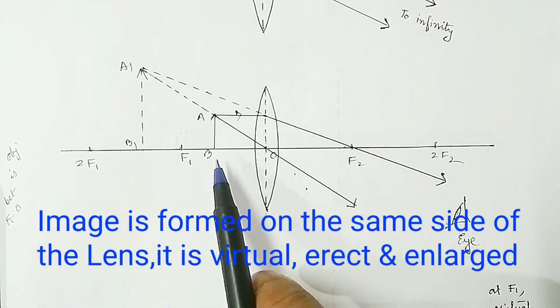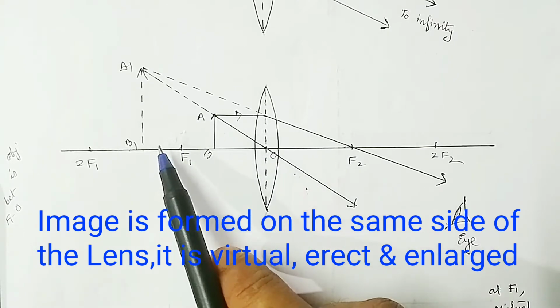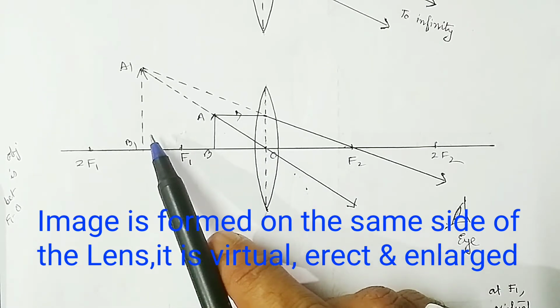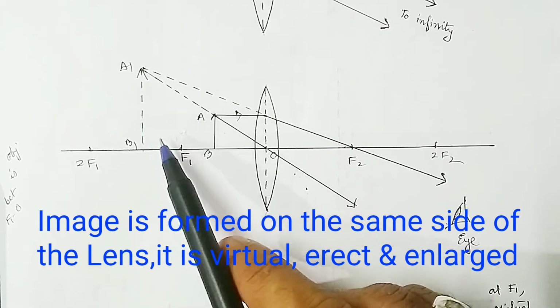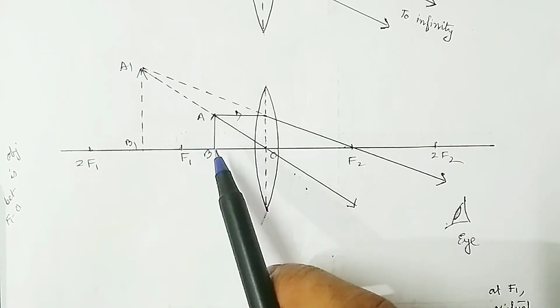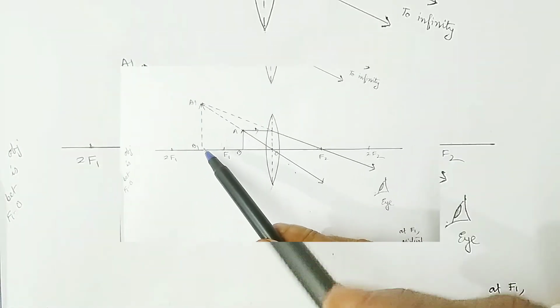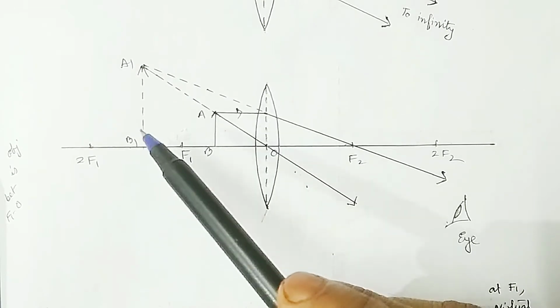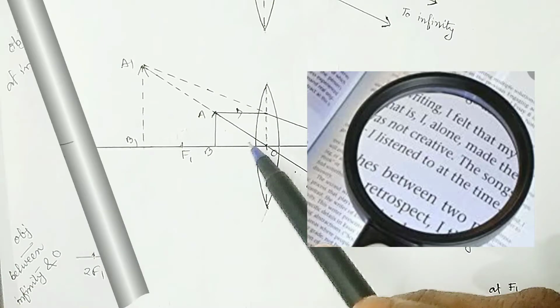So when the object is located between F1 and O, the image that will be formed will be virtual. Virtual images are always erect, so the image is erect. It is enlarged, as the height of the image is more than the height of the object, and the image is formed on the same side as the object. Image is magnified and erect, so the lens acts as a simple microscope in this case.